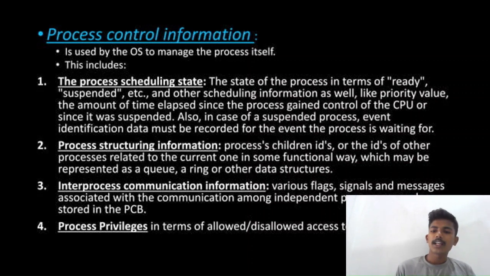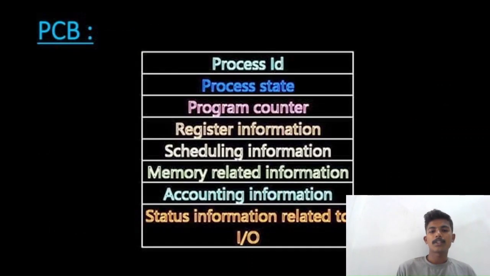Now, process structuring information. So process children's IDs or the IDs of other processes related to the current one in some functional way, which may be represented as a queue, array, or other data structure. Inter-process communication information. So various flags, signals, and messages associated with the communication among independent processes may be stored in the process control block. Now the fourth one is process privileges, in terms of allowed or disallowed access to system resources.